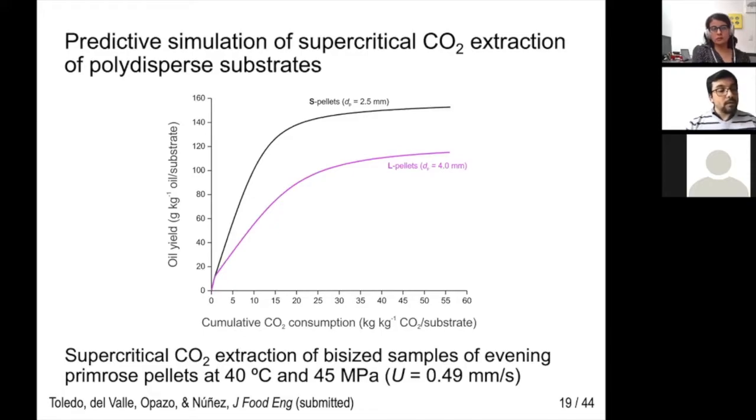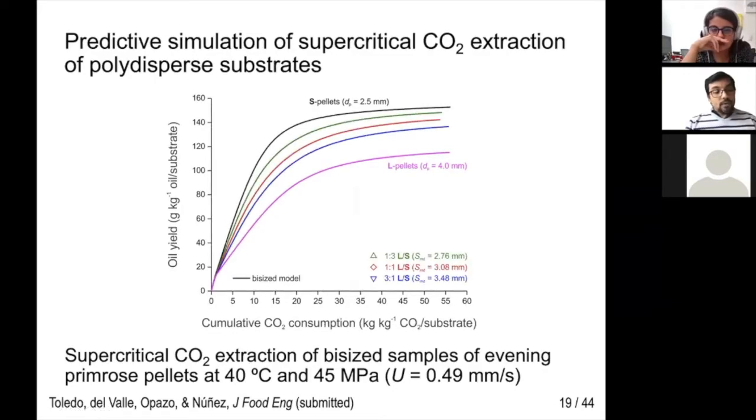Our results showed that the general model was predictive for the extraction of evening primrose pellets with CO2 at 40 degrees Celsius and 450 bar. These are the same results previously presented when comparing the general and simplified model. The simulated cumulative curves show the extraction of packed beds of single particle size, L pellets of 4 millimeters and S pellets of 2.5 millimeters in the upper curve.